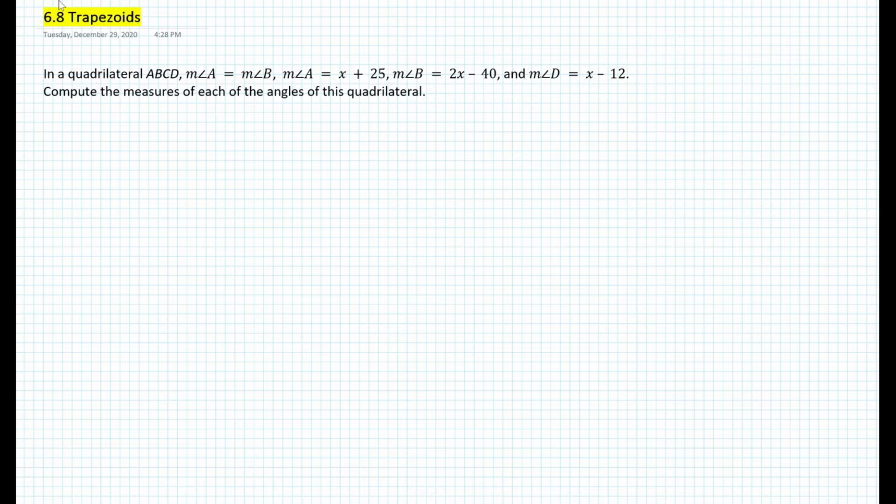In today's lesson, we will be learning about trapezoids. To get started, let's look at the following problem.